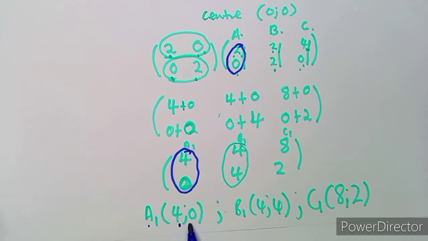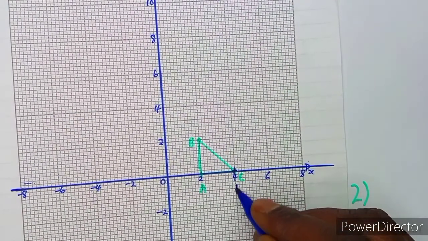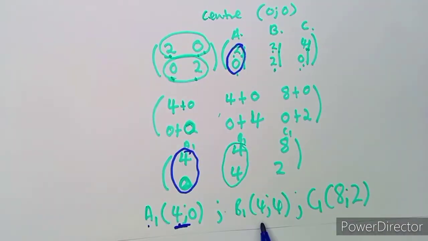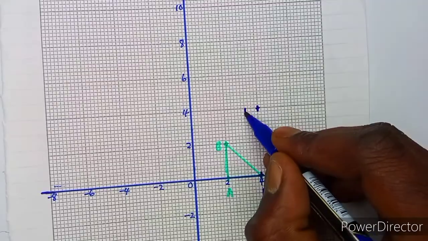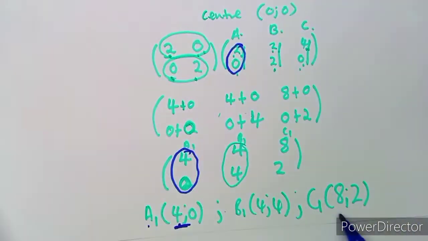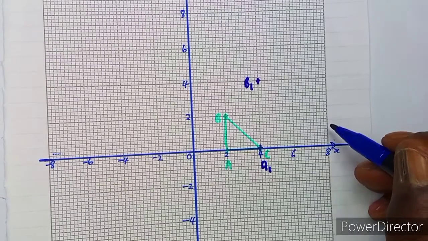That is my A1 here at 4 0. So 4 0 is going to repeat here, this is my A1 now. B1 is 4 4, so my B1 is 4 4 here. C1 is 8 2, that's my C1 here, which is 8 2.